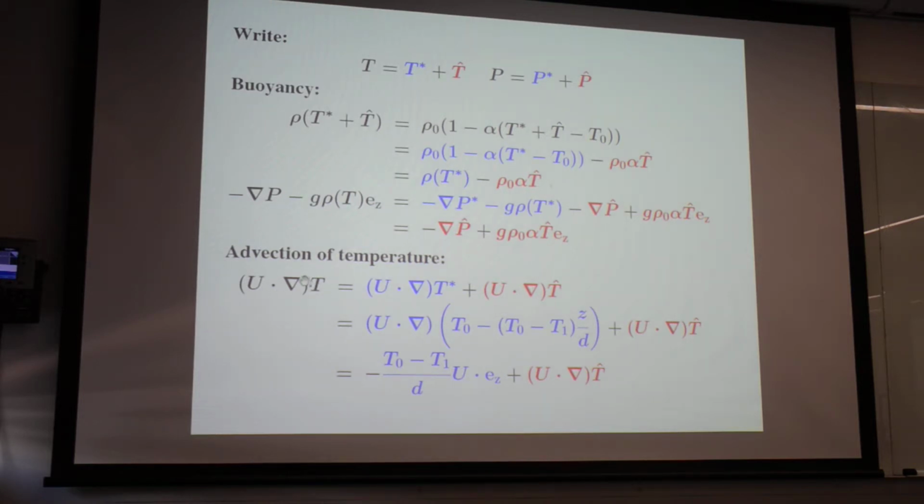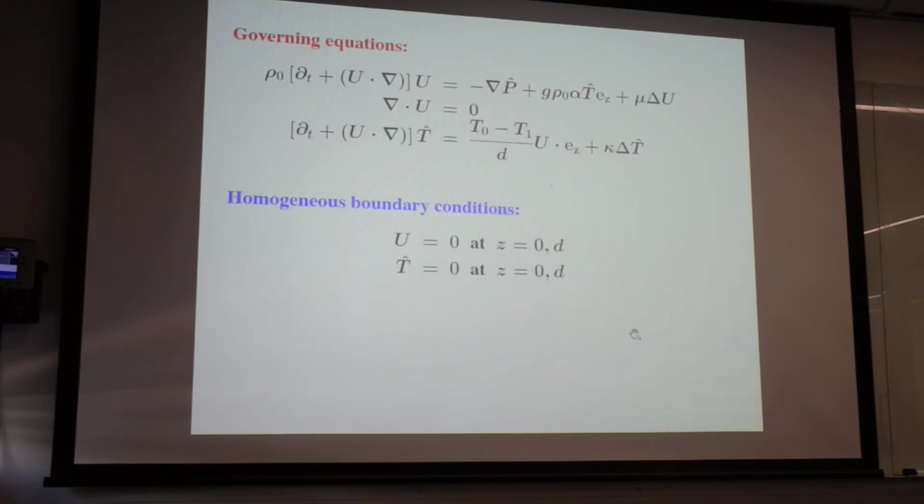The temperature advection, remember T has two pieces, the T star and the T hat. The T star is linear in Z, so U dot grad T star is now going to be a Z derivative. So we're just going to get minus (T0 minus T1), as in here, over D, times U in the Z direction, because this is only in the Z direction. And then we have the advection of the temperature. And so these are the final governing equations for the quantities P hat and T hat, and U.